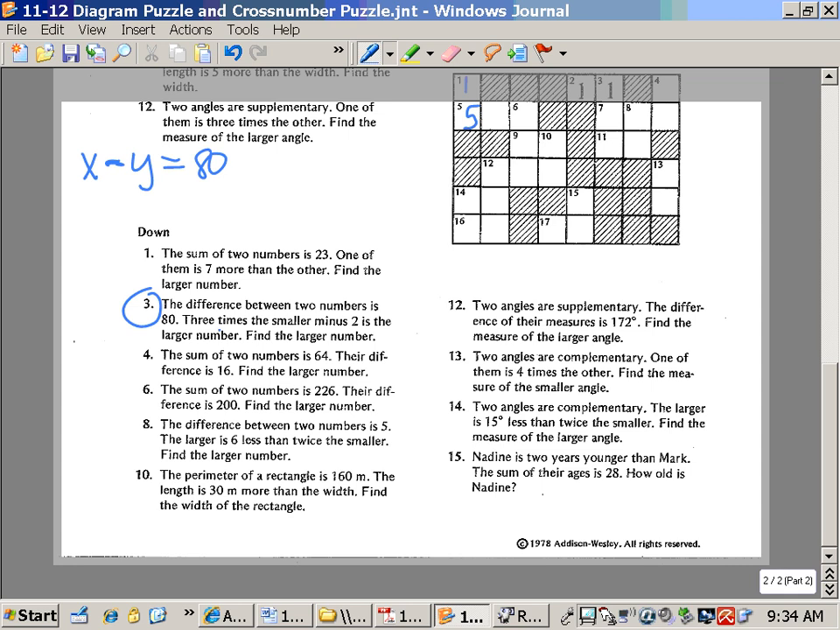Okay, so 3 times the smaller, minus 2, is the larger. Which one's the larger? X. Now, is that set up for substitution or elimination? Substitution. Circle the x. I'm going to drop out the x. Minus y equals 80.